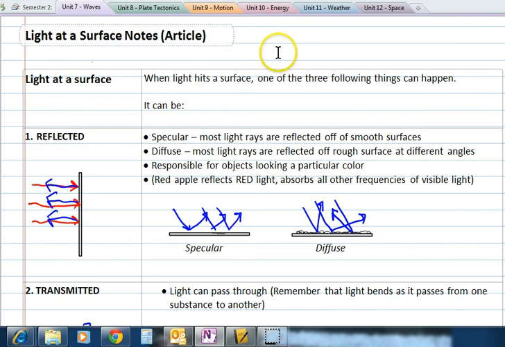Now, when visible light hits a surface, one of three things can happen. The light can either be reflected, and there's two kinds of reflection. Either reflection that's called specular, where you can see an image in it. This sometimes happens in glass or water or a mirror. Or it can be diffusely reflected, where you don't see an image formed from it. And this reflected light is responsible for objects looking a particular color. So if I happen to have a red shirt on, it looks red because all the frequencies of light that are hitting it are absorbed except for red, which is reflected.